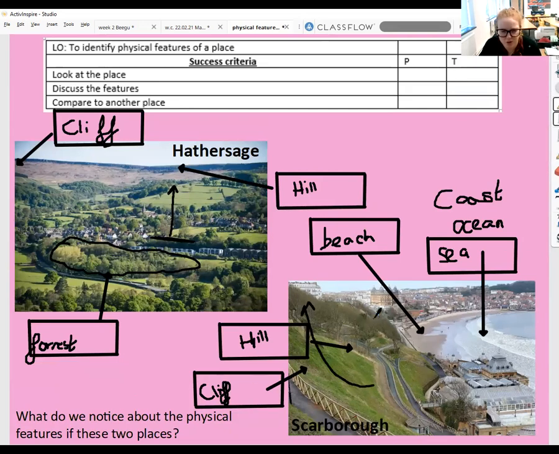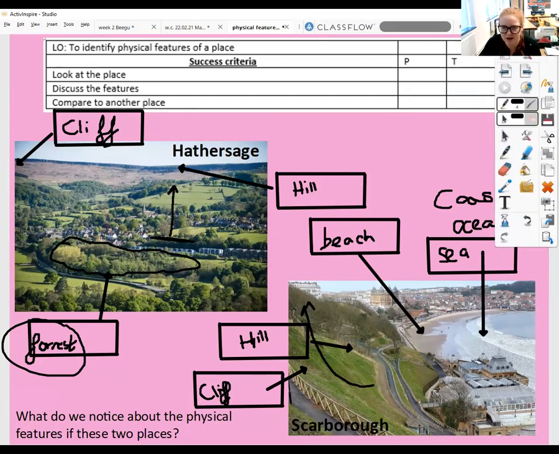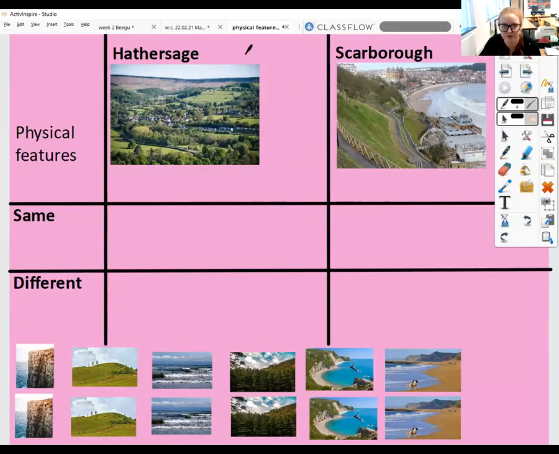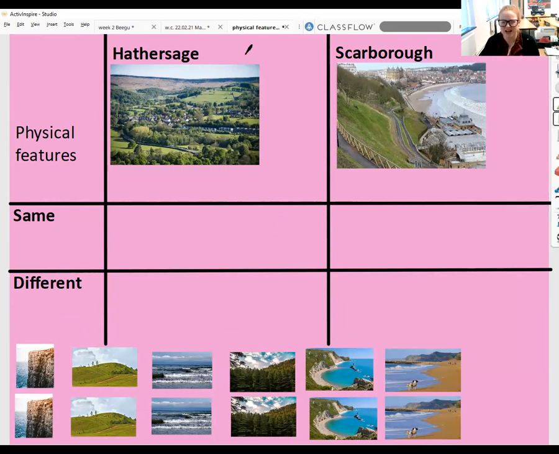Well, I'm going to help out with a little one. I can see that Hathersage and Scarborough both had forests. You might not be able to see them in these pictures, but we know from the videos we watched that both of those areas had a forest. So in the same section, I'm going to write forest. Fantastic, okay.